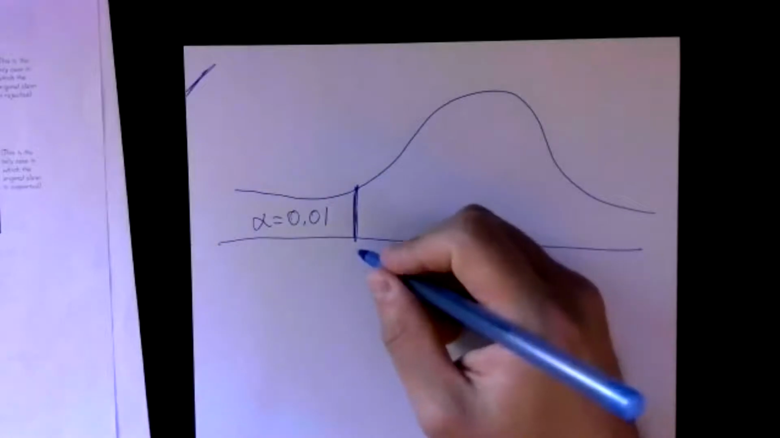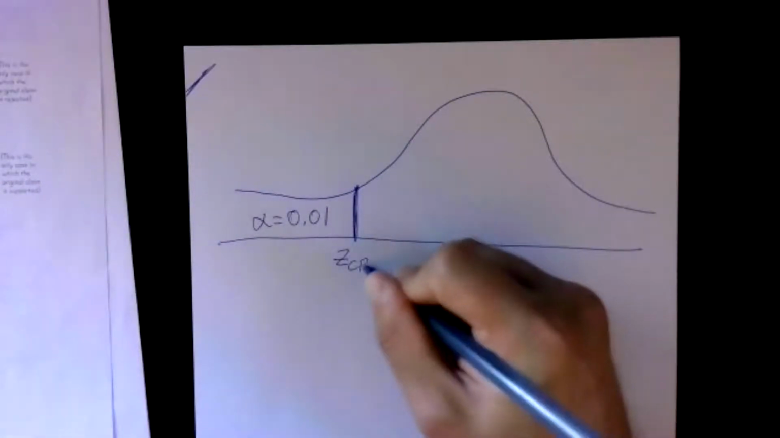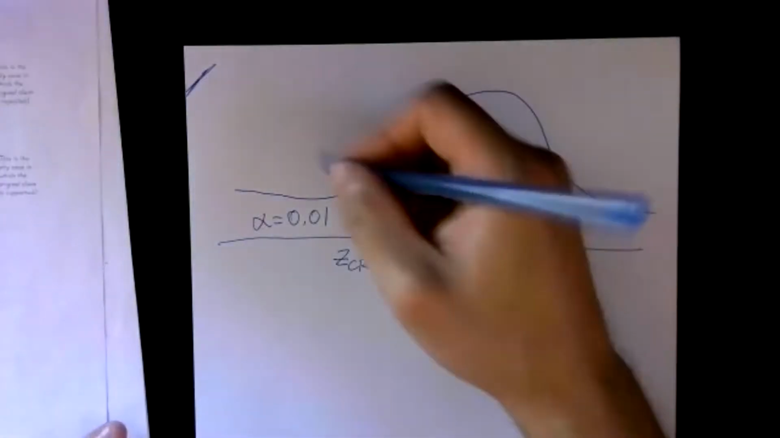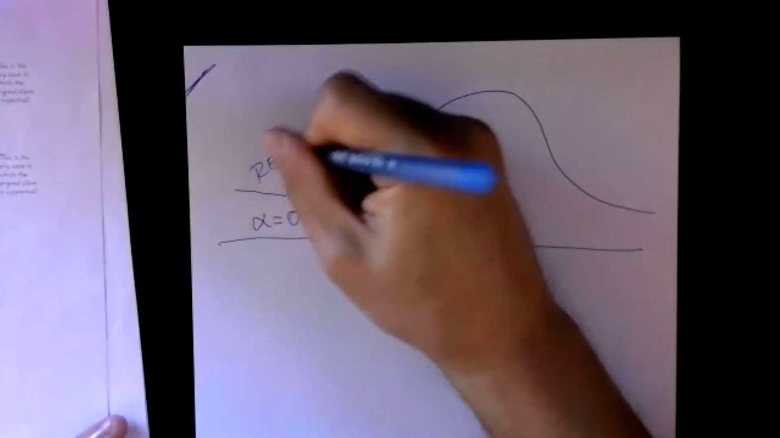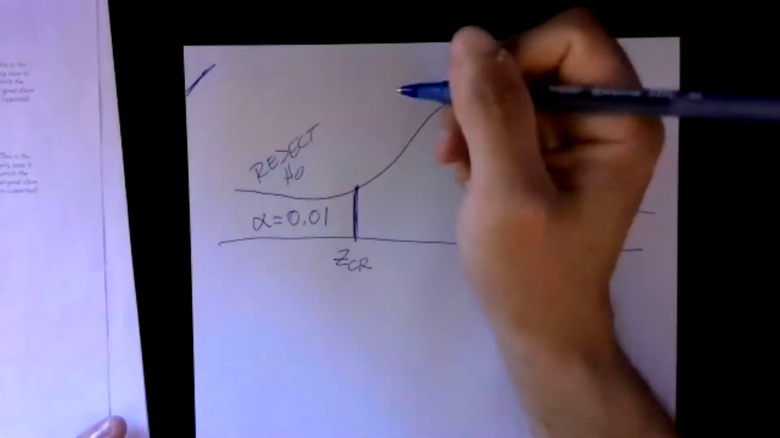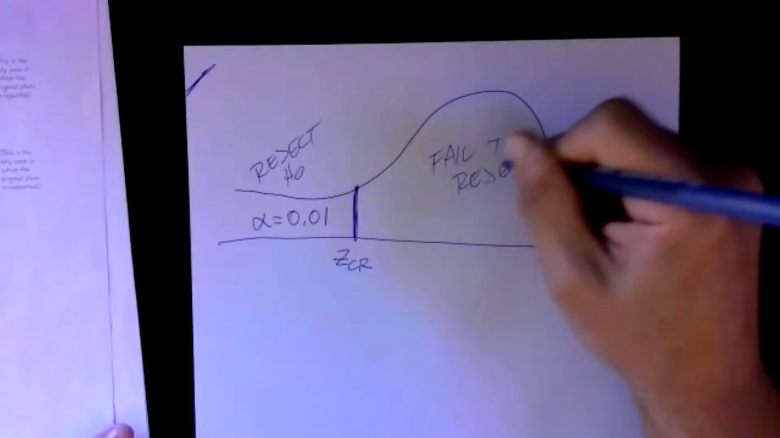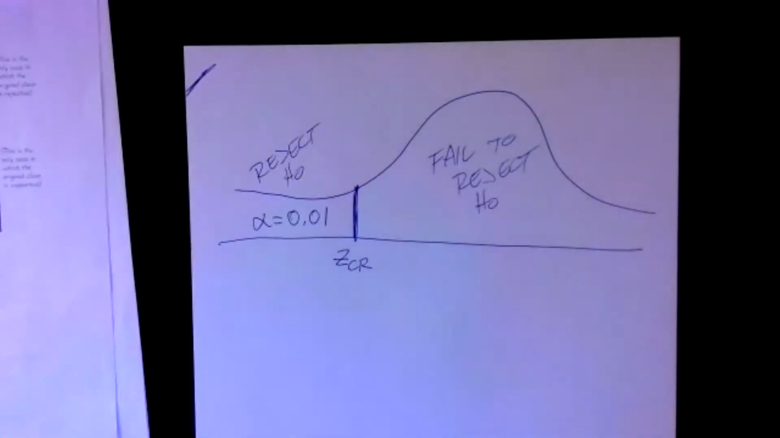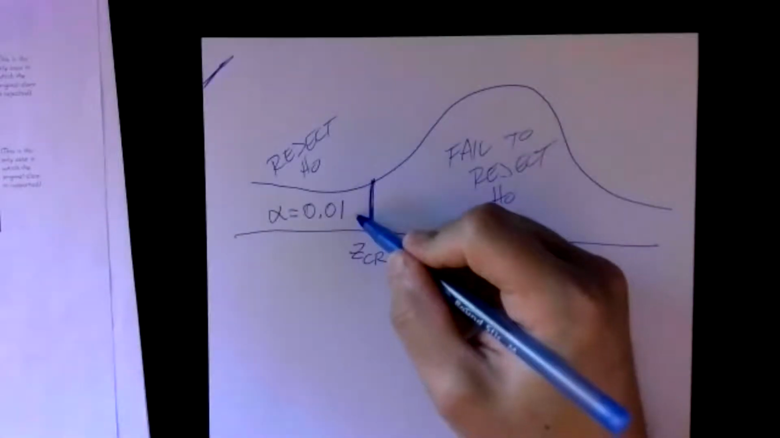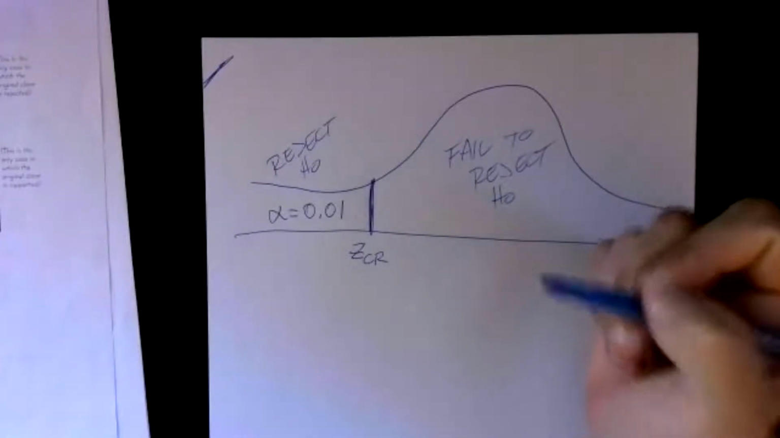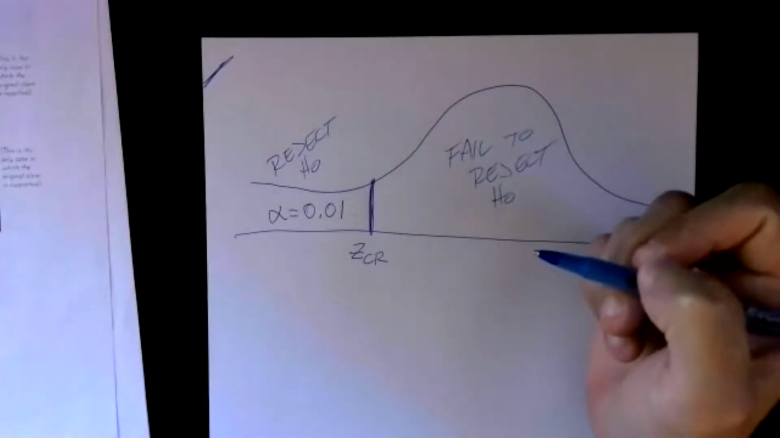Now, what we need to know is the Z critical value that separates the rejection region, meaning if it's over here, we reject the null hypothesis. If it's to the right, we fail to reject the null hypothesis. Now, if this all sounds very familiar, it should. This is what we did back in chapter 5. We know the area, we need to find Z critical. So we don't use the normal CDF function, we use the inverse norm function.